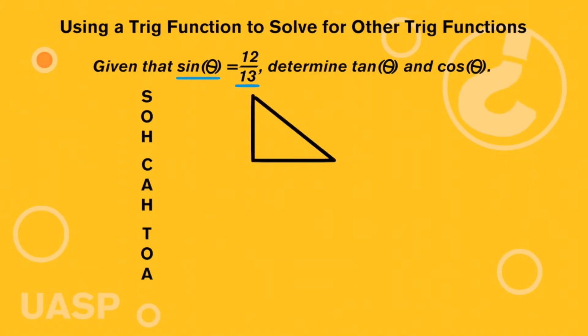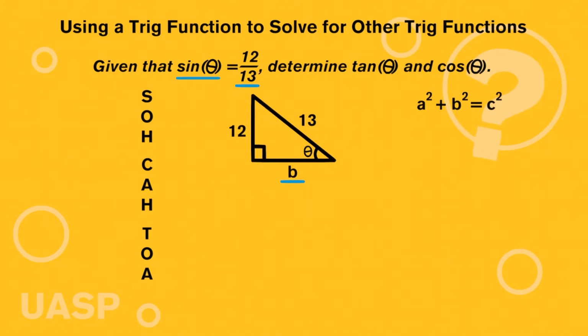So if we drew this out, we have our right angle here. We know that this is our theta. And we know that sine is opposite divided by hypotenuse. So for our opposite, it would be 12, which will go here. And then our hypotenuse is 13, which is opposite of the right angle. Now, first things first, what I want to do is solve for this b. We want to solve for this other side if we want to determine what tangent of theta is and cosine of theta, because each of them have adjacent.